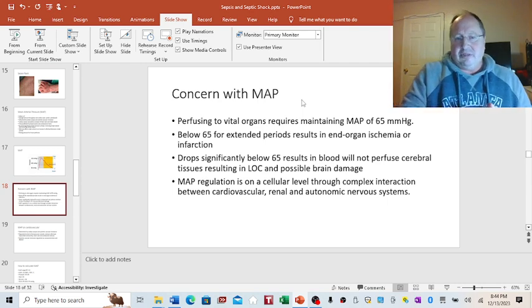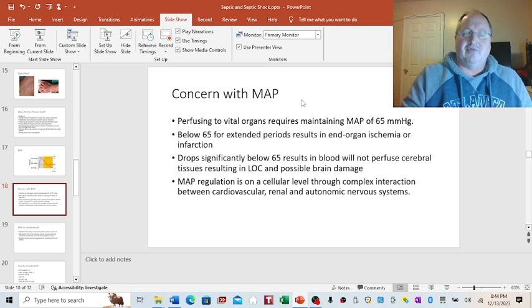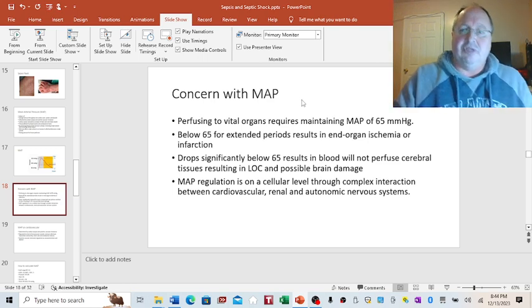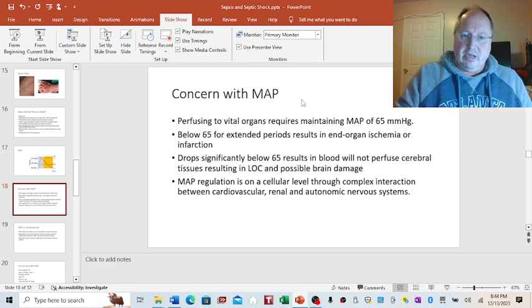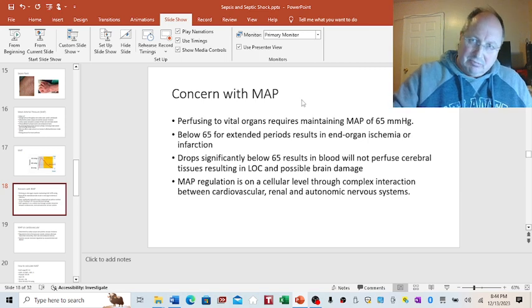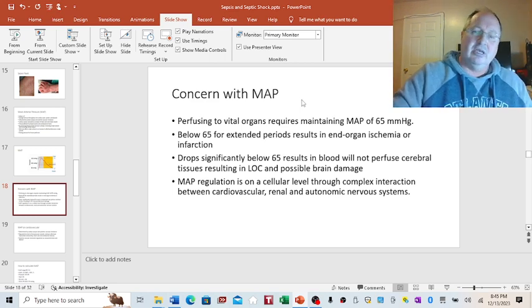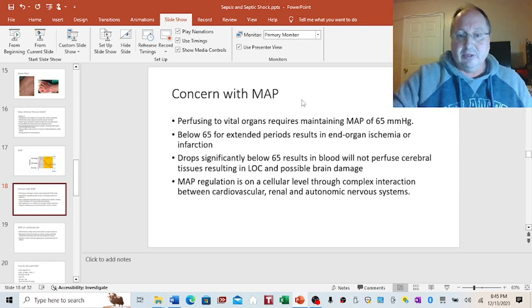So, the concern with MAP is the perfusion to your vital organs. You want that perfusion to be at 65 or higher. When it's below 65, you're starting to get some end organ ischemia, infarcts. When it stays significantly below 65, we're not perfusing the cerebral tissues, so you're getting a loss of consciousness, brain damage from these people. It's causing more organ ischemia, more or less organ failure.